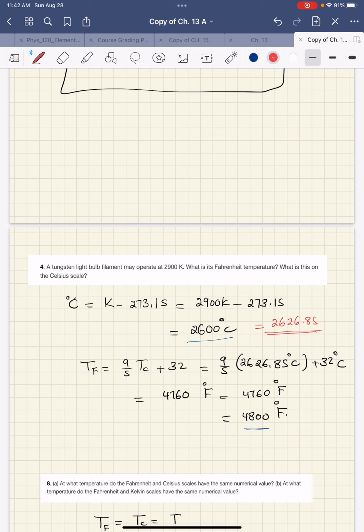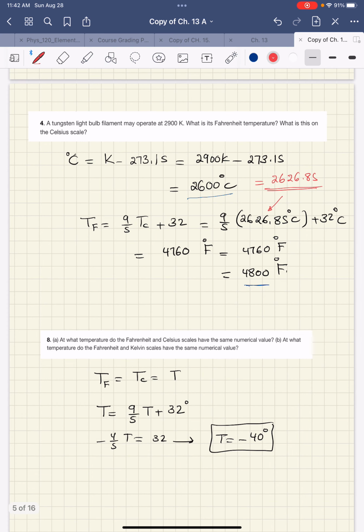because it is subtraction. And here also TF, but when I want to use this to find the answer for A, I substitute the exact number so that I will not lose points when I round off. Then TF equals 9 over 5 TC plus 32, and I was able to calculate this as 4,800 degrees Fahrenheit.